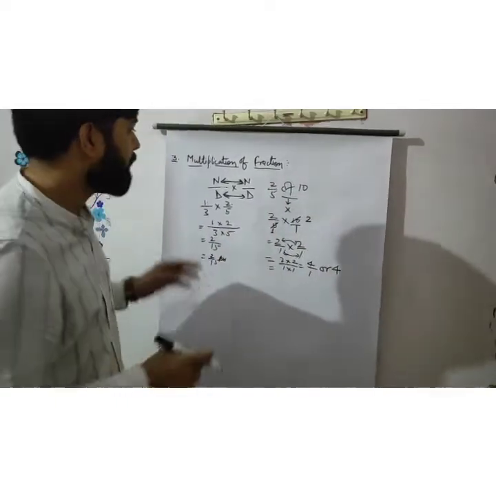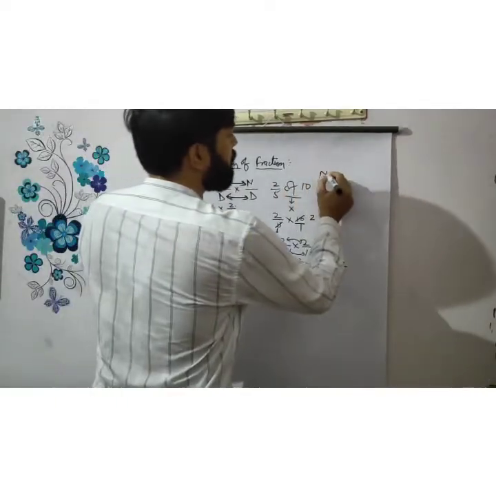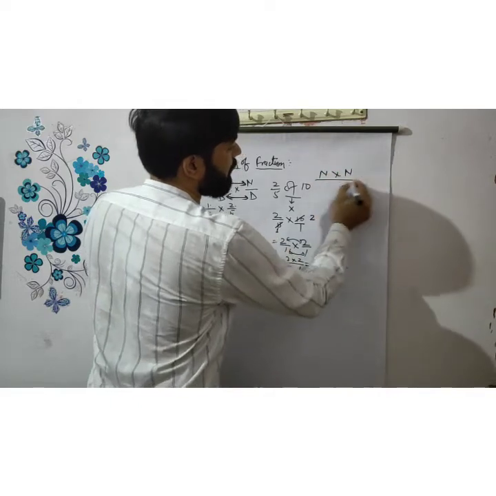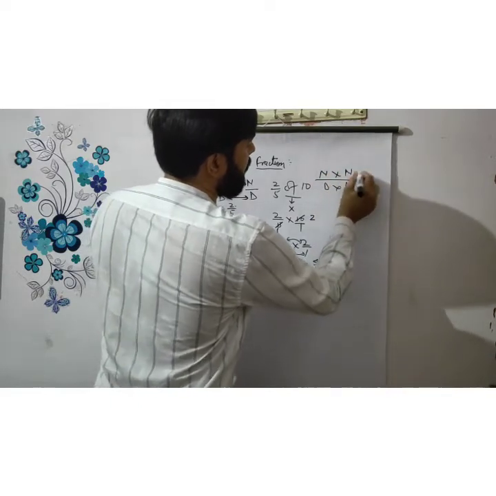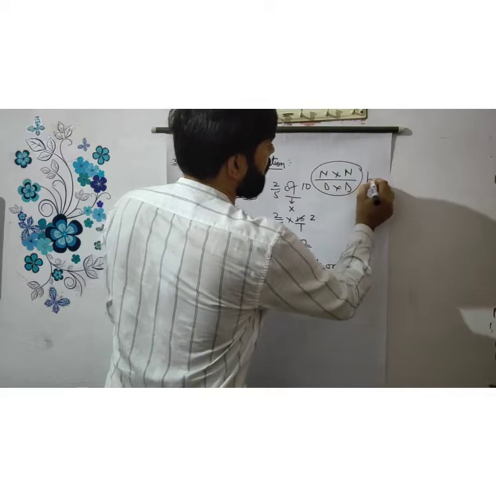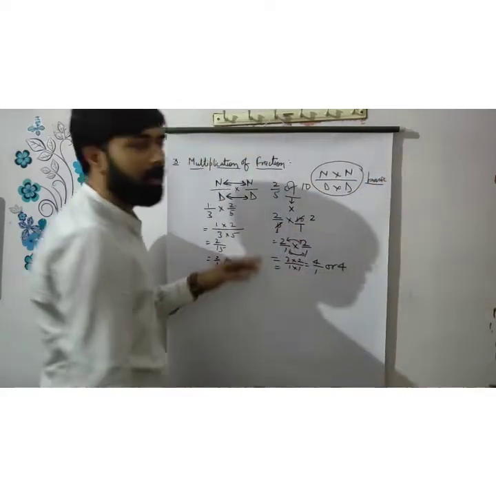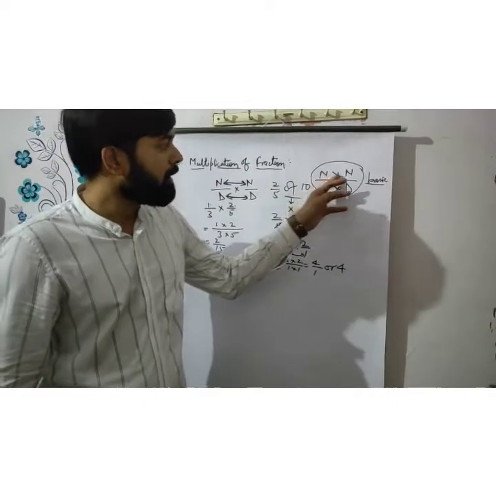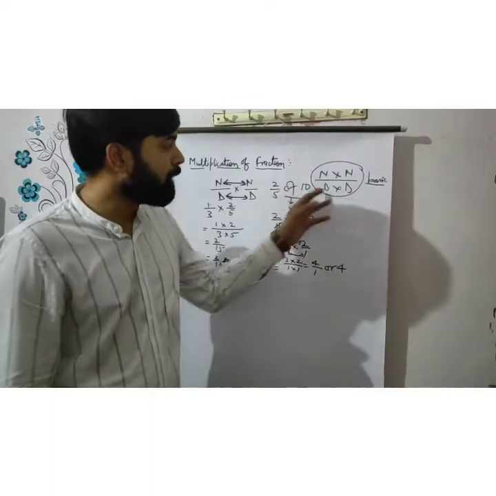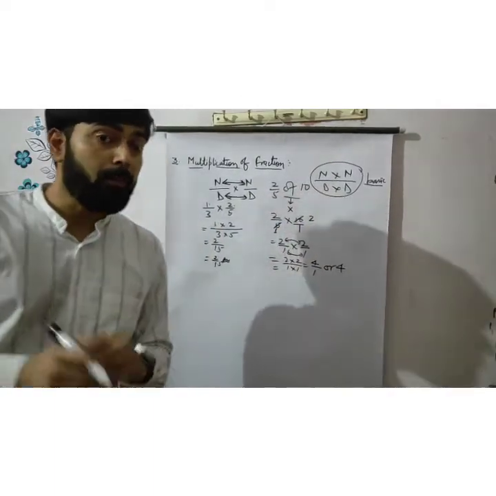In multiplication, how can we multiply? This is a rule: numerator multiply by numerator and denominator multiply by denominator. This is the basic rule of multiplication. Numerator multiplied by numerator and denominator multiplied by denominator.